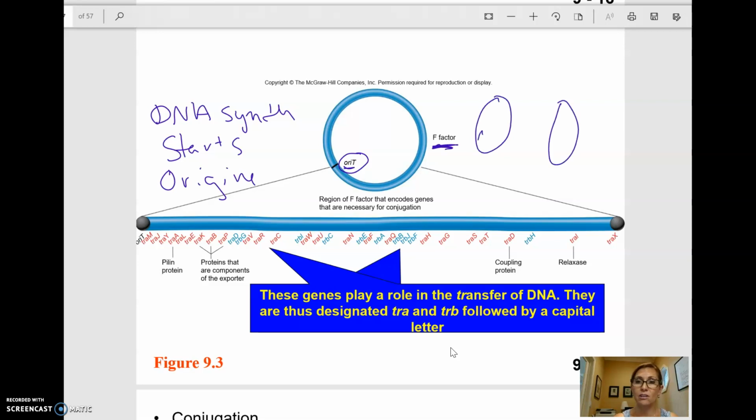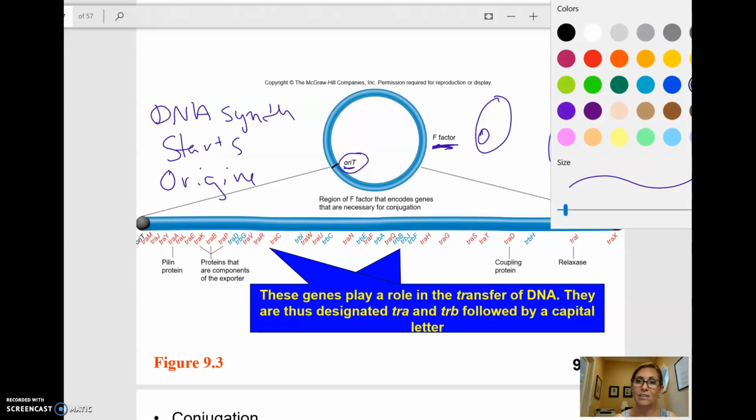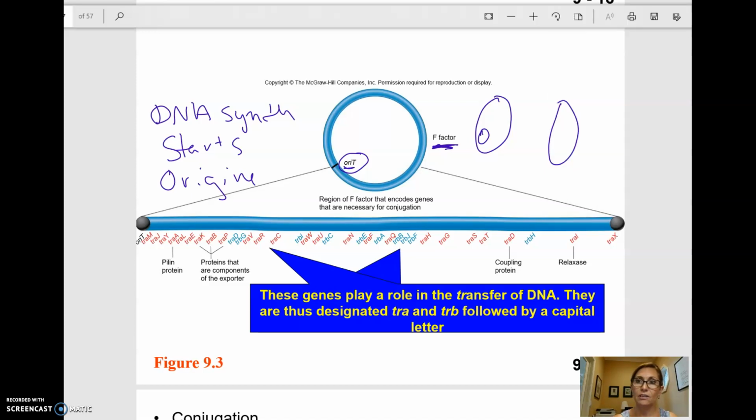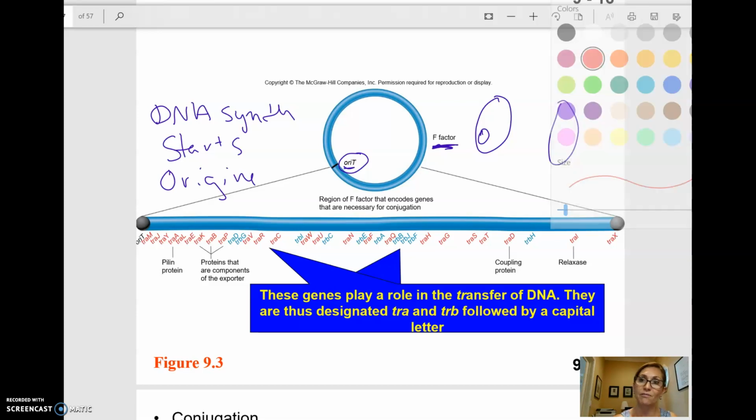So here are two bacteria. This cell has F factor. I'm trying to get different colors to come up, guys. Okay, here's the regular cell. Oops, it didn't do it. I'm trying to change colors here. Still learning to use my pen, folks.